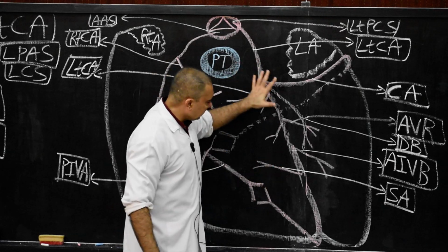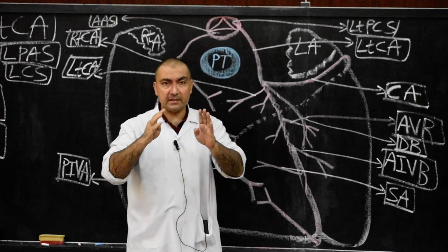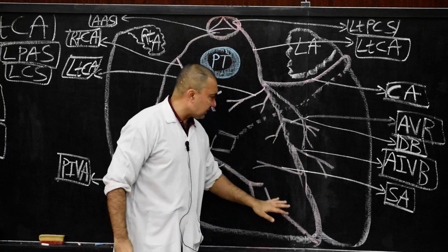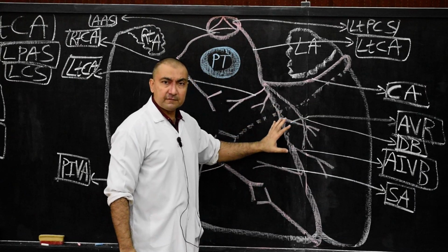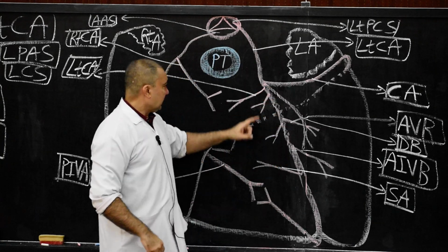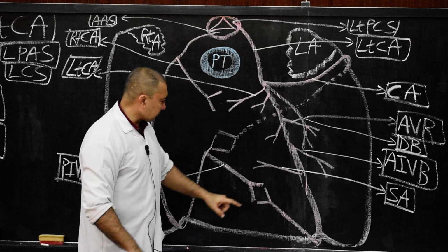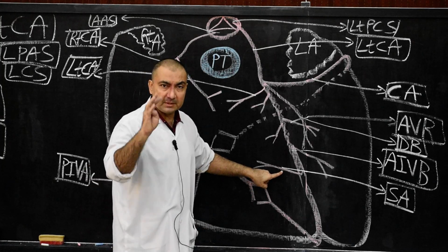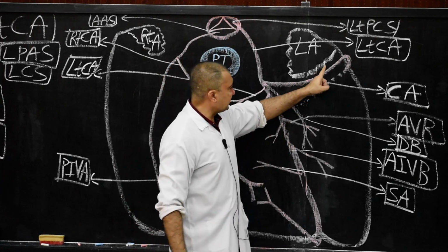So here we end our branches of the anterior interventricular artery. Once again I will repeat very fast. The branches of the anterior interventricular artery are the anterior ventricular rami, second the diagonal branch, third the left conus branch, and fourth the septal branch, which will supply the anterior superior 2/3 of the ventricular septum. Now we come to the circumflex.